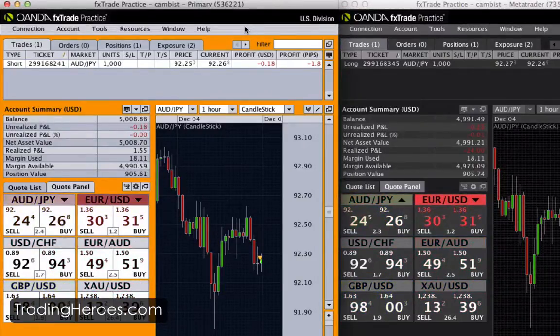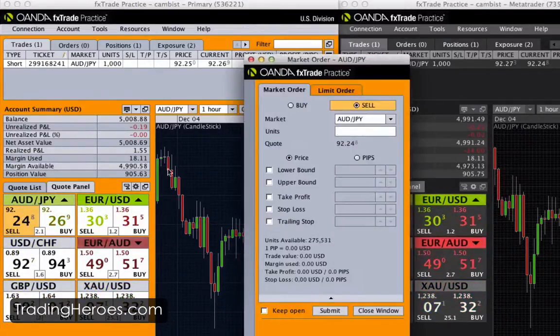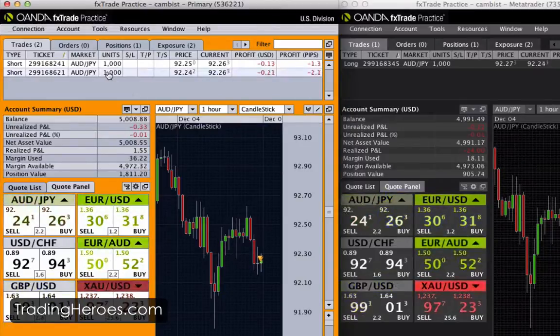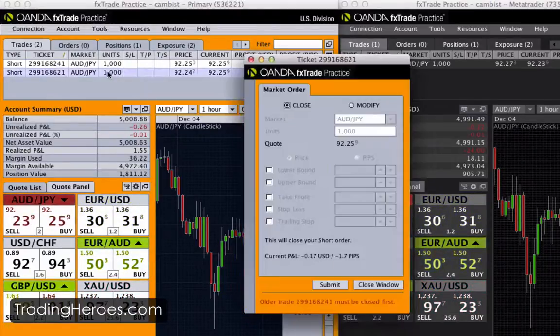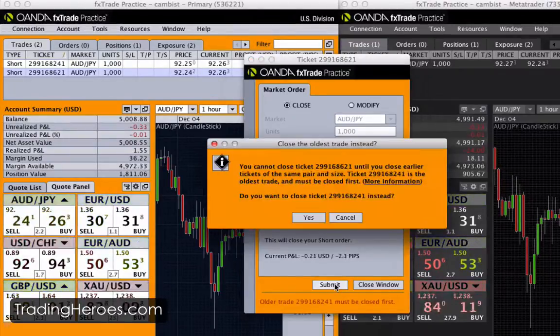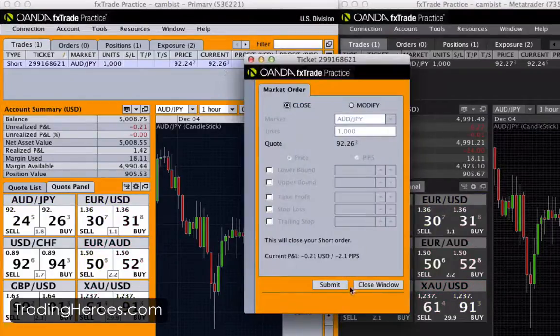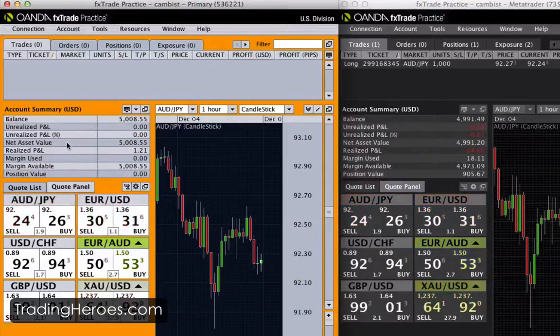So we already have a short position open, and if we open another short position with the same number of units like this, this is the second one, so if we try to close this one out, it says you cannot close it because the earlier one must be closed out. So let's close them both out right now. We close that first one out, and then I'm going to close this other one out. Now let's start all over.